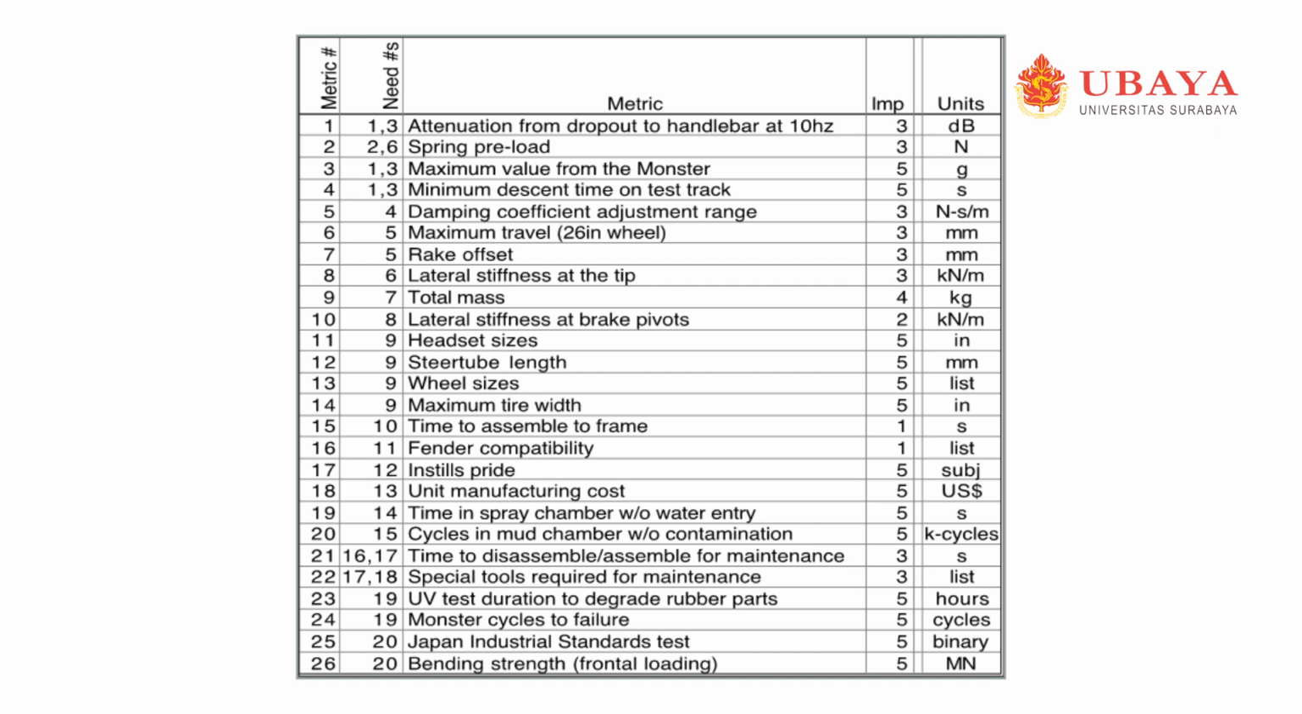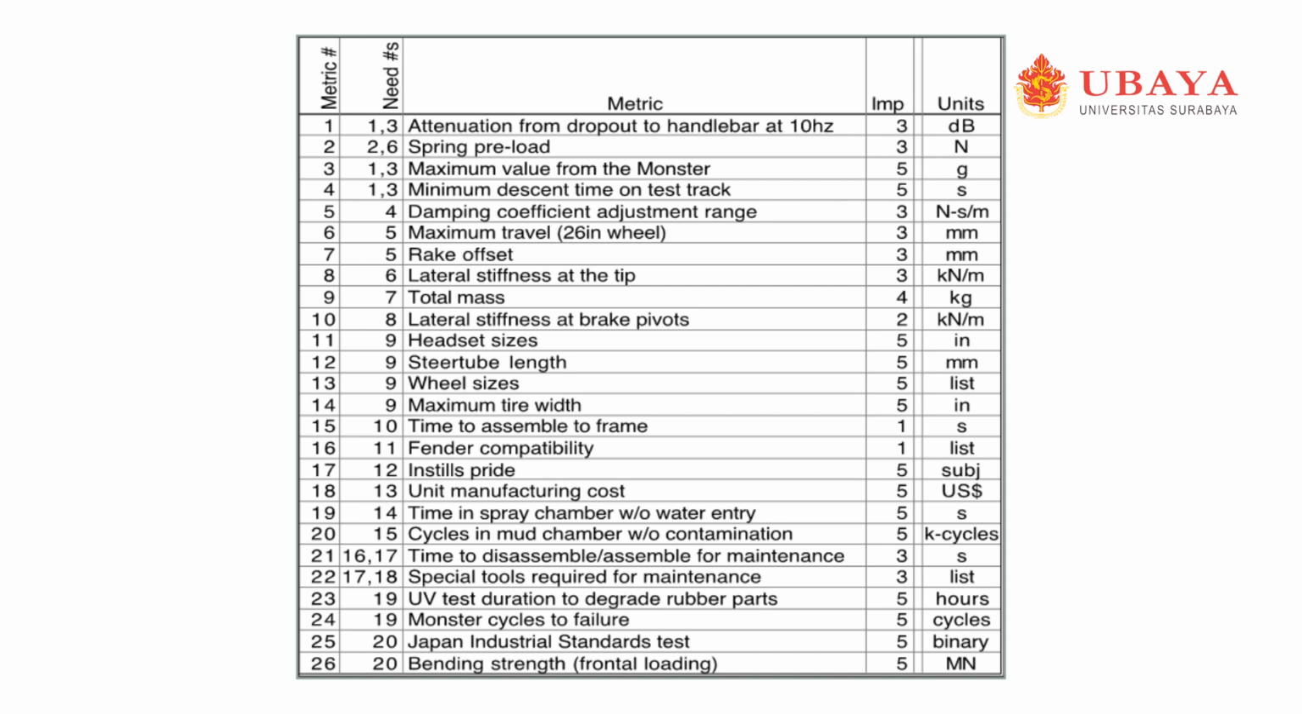Yes, 26 metrics. It doesn't mean that the number of needs is the same as the number of metrics. We have 20 needs, but that doesn't mean the number of metrics will be 20. It can be less than 20, or more than 20. So we have 26. But the most important thing is the connections between metrics and needs. So let's take a look.